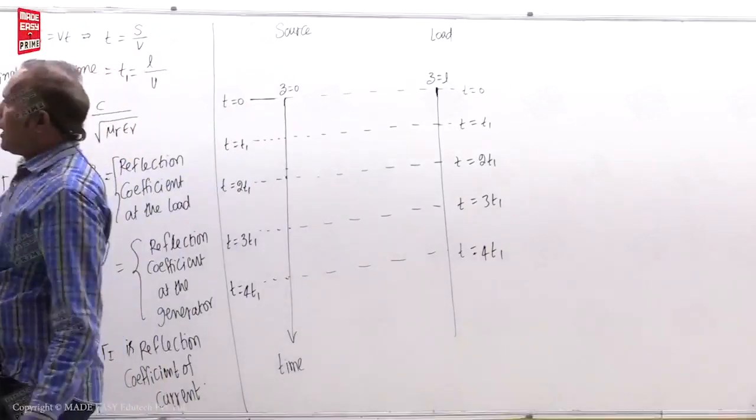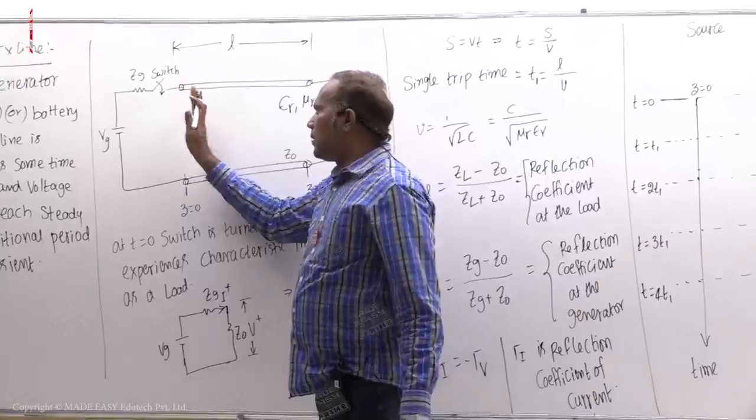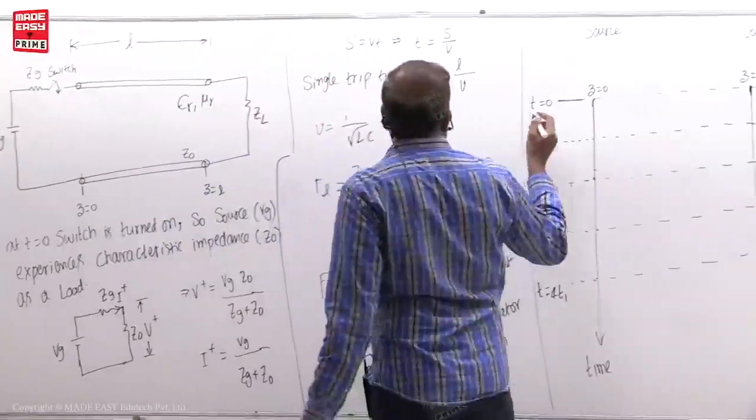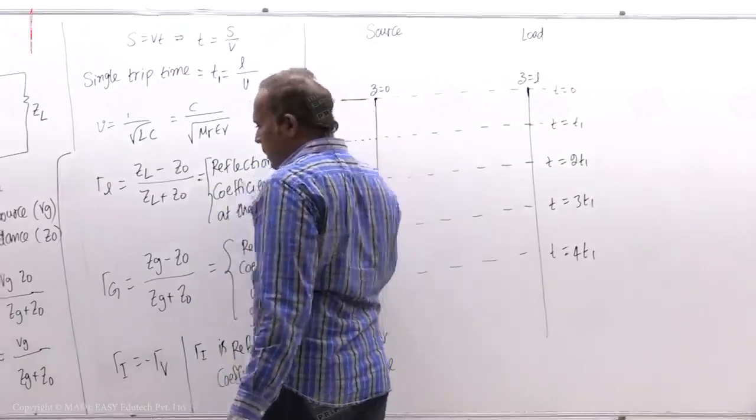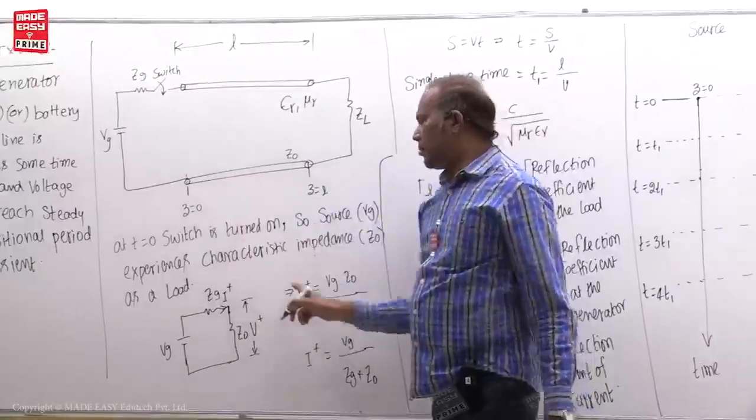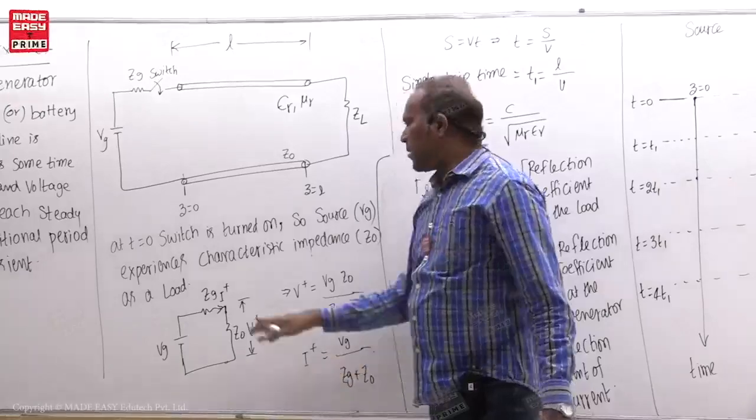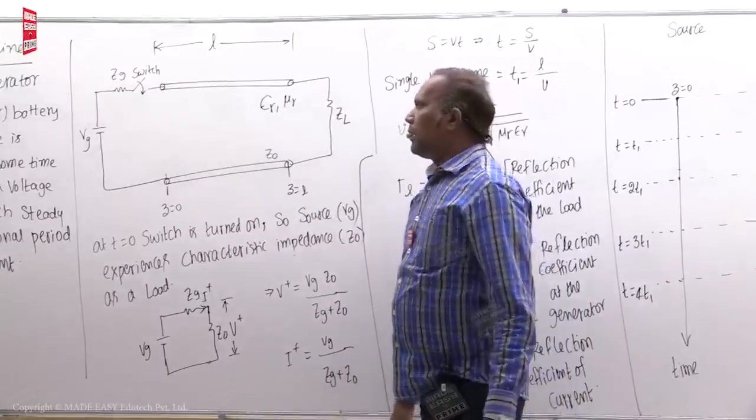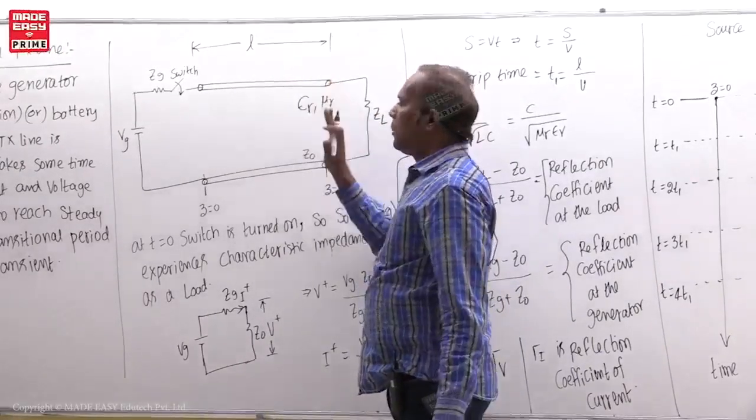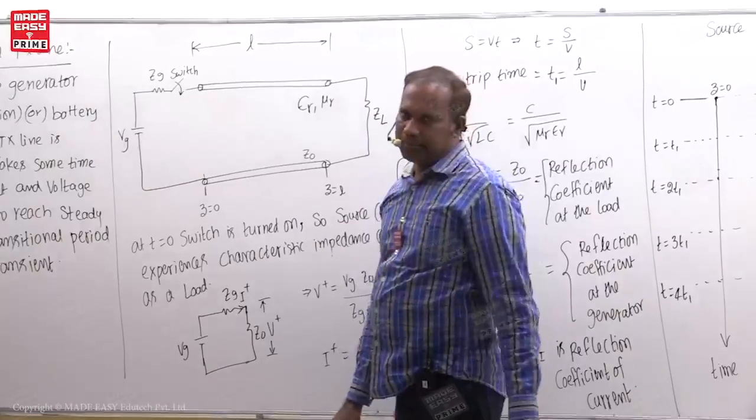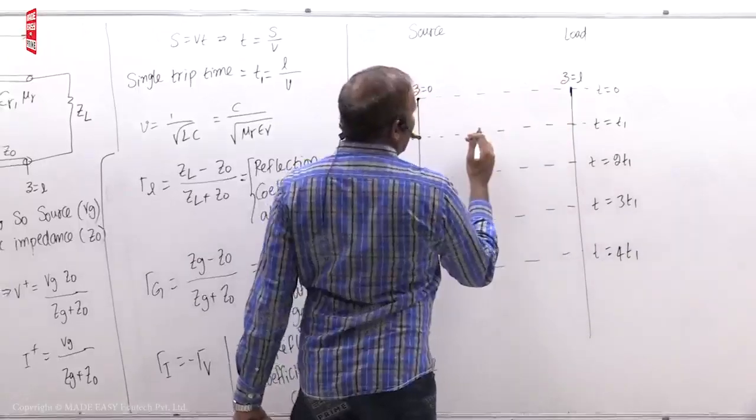When I switch on at t is equal to 0 time, what is the voltage? Answer: V plus, the initial voltage at t is equal to 0. V plus means initial voltage at t is equal to 0. I plus means initial current at t is equal to 0. Now, how much time does that V plus take to go to the load? Answer: single trip time. So, if V plus has to reach the load, that means this much.